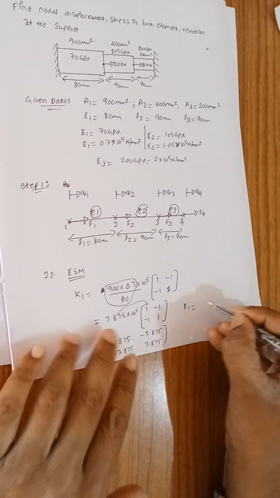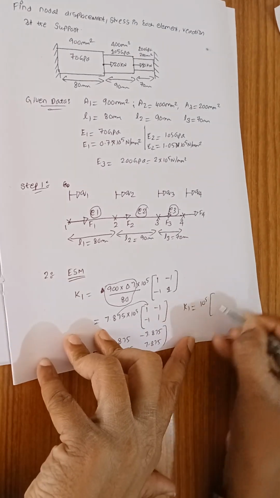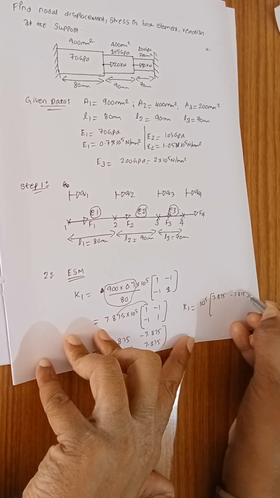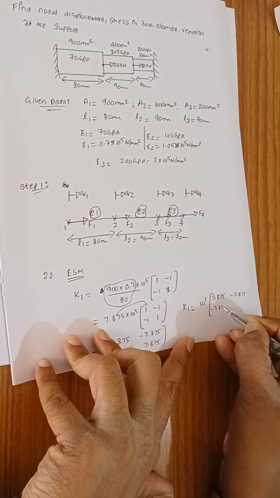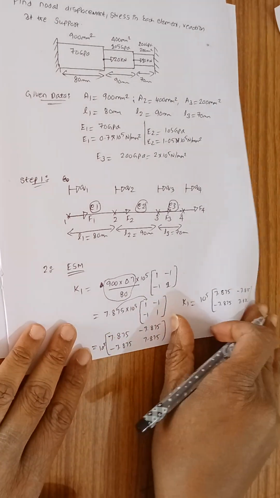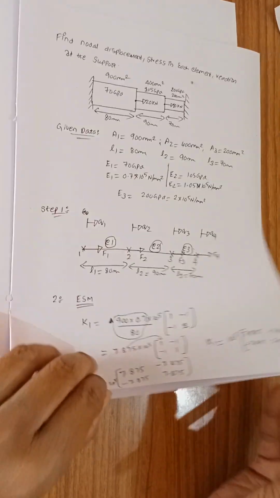K1 is nothing but, I'll write it over here again, 10 to the power 5 times the matrix 7.875, minus 7.875, minus 7.875 and 7.875. So now let me try to do K2, because in this problem you will get 3 elements. Therefore you will get 3 stiffness matrices, K1, K2 and K3. So now let me try to do this K2.